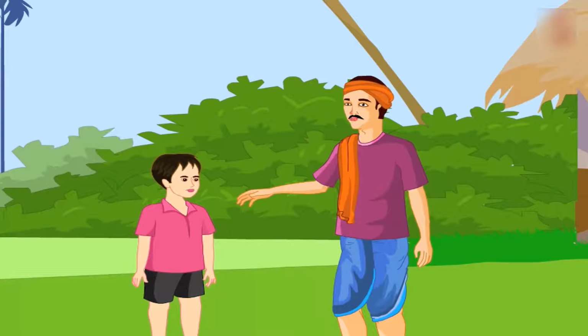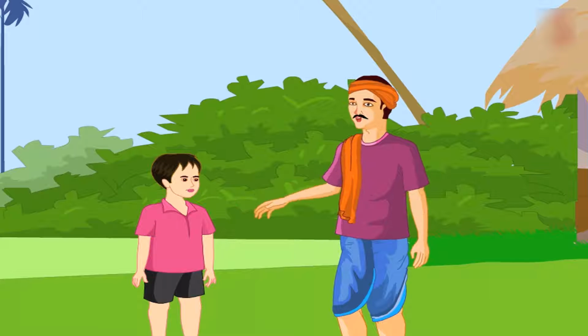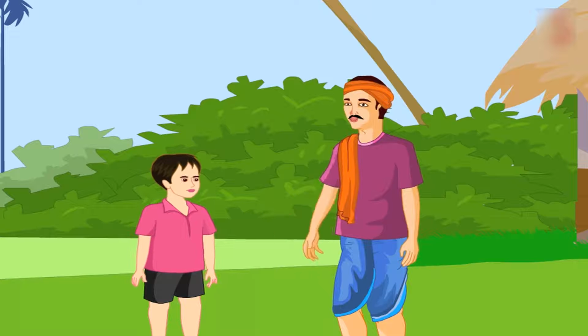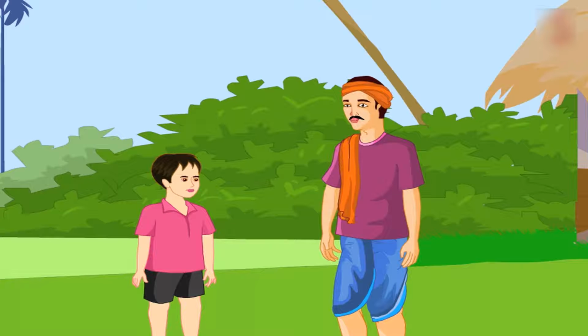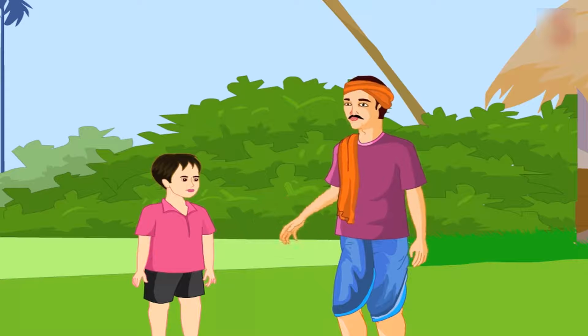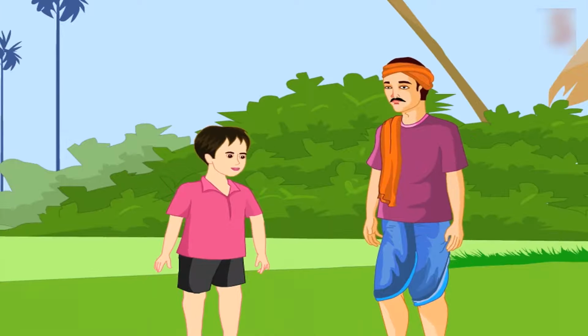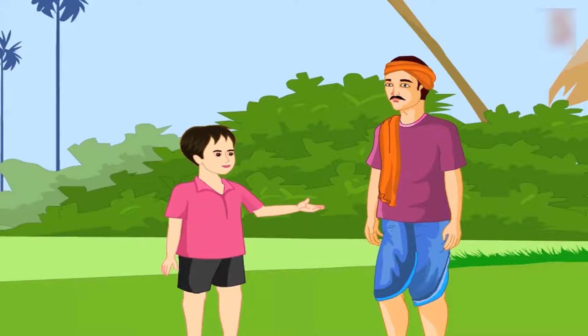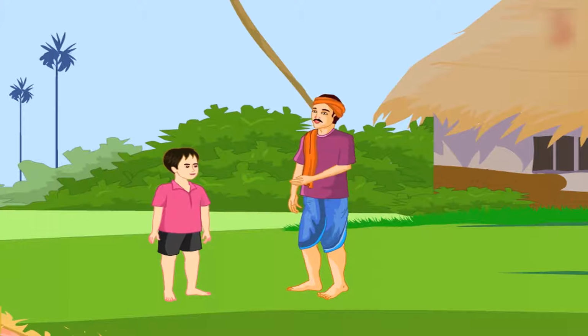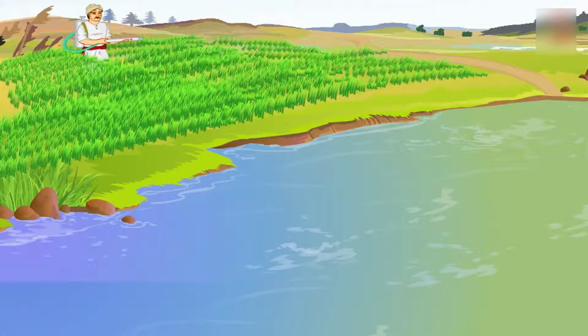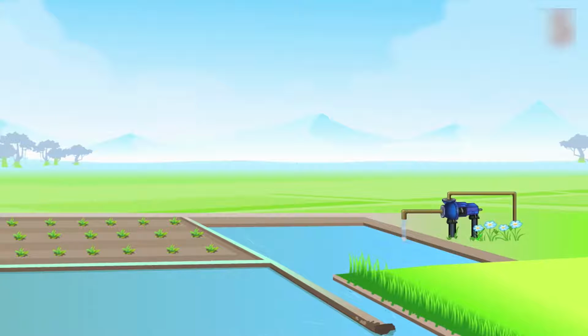Deepu, do you know that though we have used our natural resources like land and water to increase agricultural production, it has had an adverse impact on our environment? Really? How has progress harmed the environment? Deepu, when we use chemical fertilizers and pesticides to increase our produce, they get washed away in the water and cause water pollution.